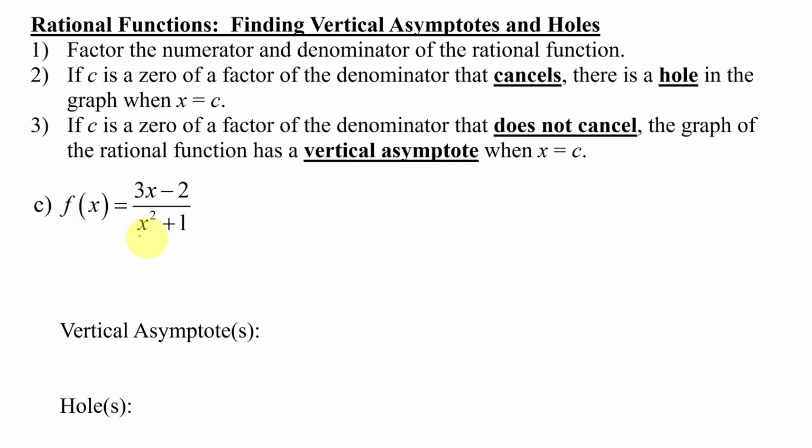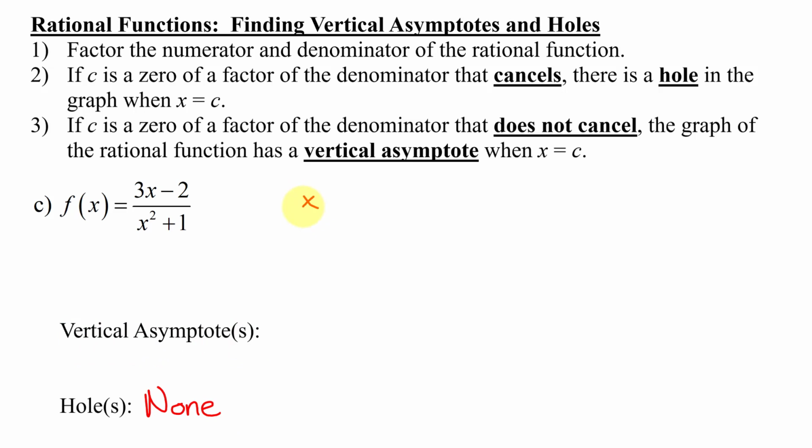Now looking at our last example here, the numerator doesn't factor. How about the denominator? Be careful, this is the sum of two squares. It does not factor. So I have no common factor that can reduce between the numerator and the denominator. So are there any holes? No, there are none.